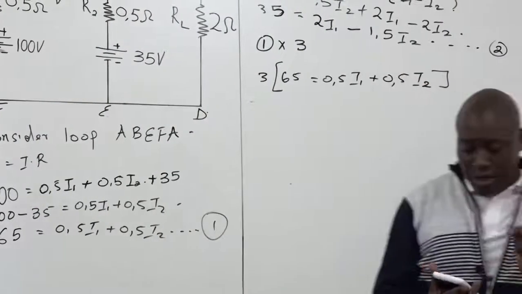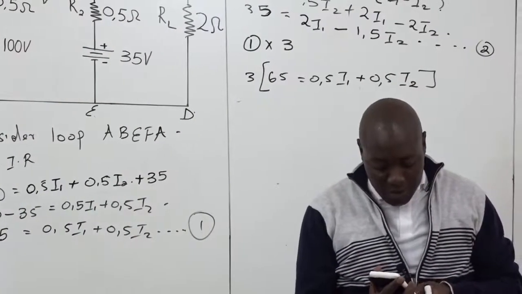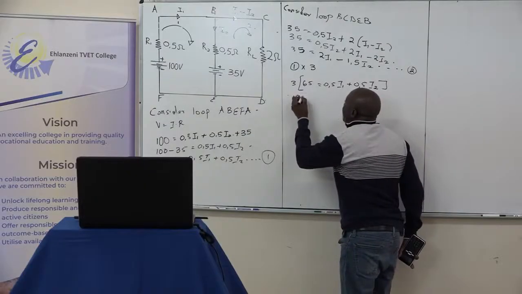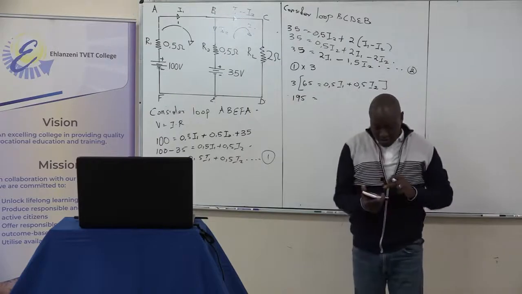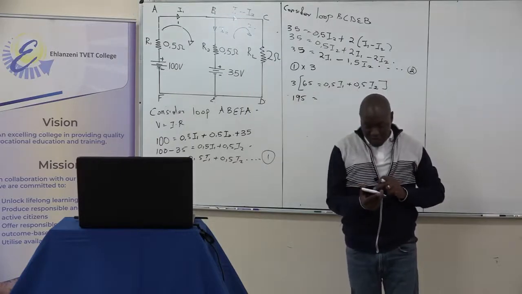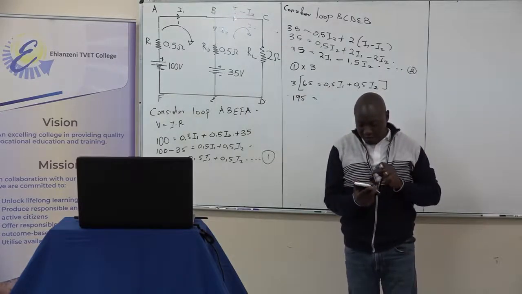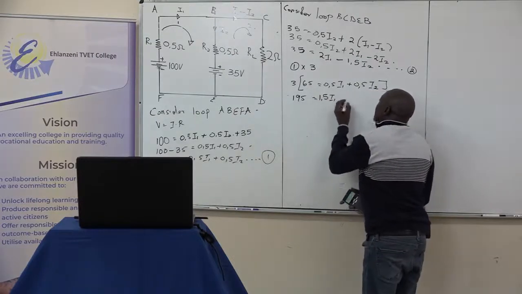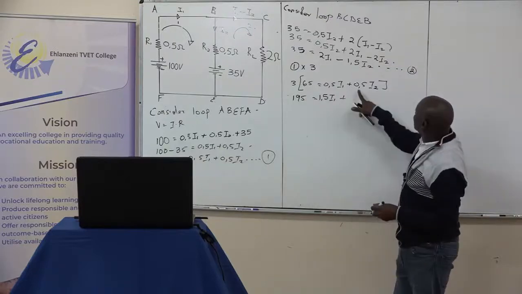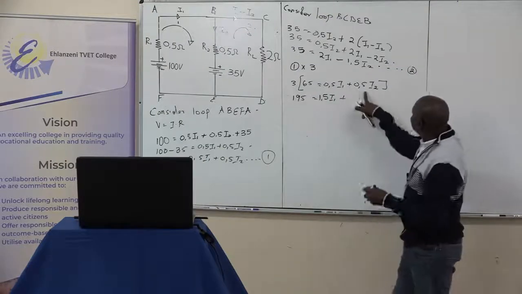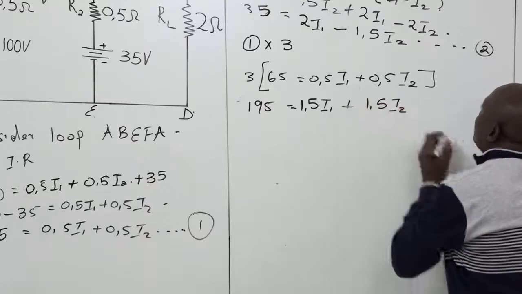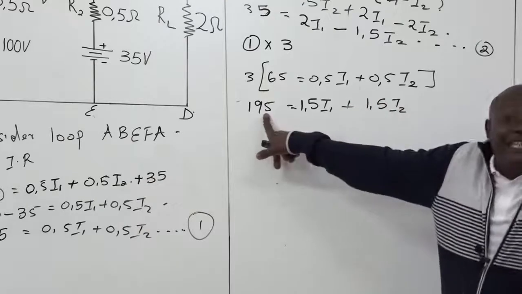So now I will calculate 3 multiplied by 65, which gives 195. And 3 multiplied by 0.5 gives the value 1.5 I1. And 0.5 multiplied by 3 is still going to be 1.5 I2. Now, if you check this, it's another equation. That equation is changed automatically.